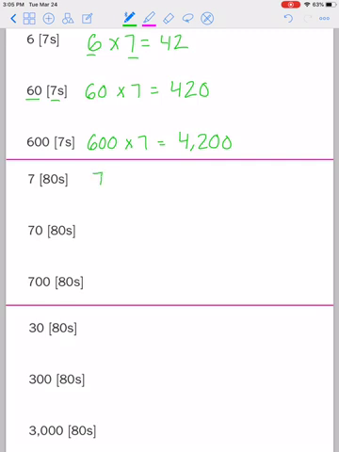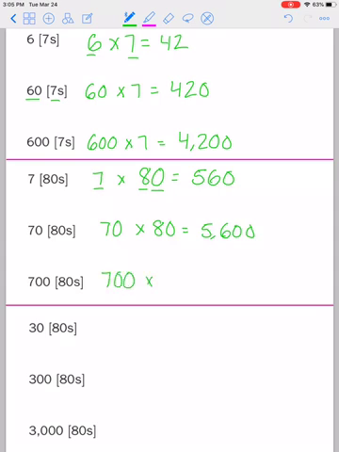7 80s. 7 times 80 equals 560. And I know that because 7 times 8 is 56, and you would multiply by 10 to give you 560. All right, 70 80s is 70 times 80 equals 5,600. And finally, 700 times 80 equals 56,000. And remember, if you know those helper multiplication facts, if you can do 7 times 8, you can do 700 times 80. All right, final set.